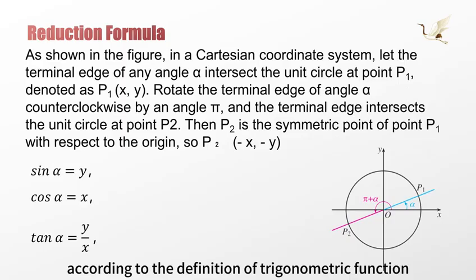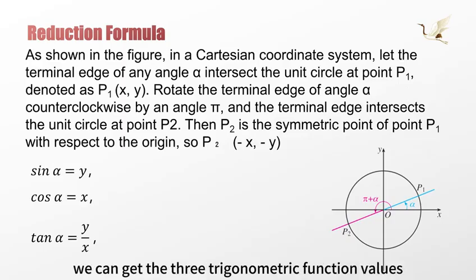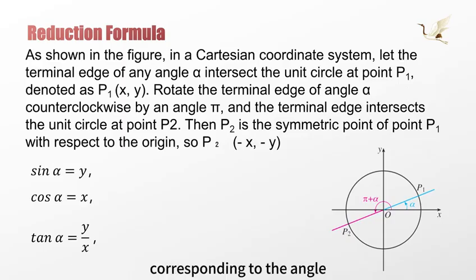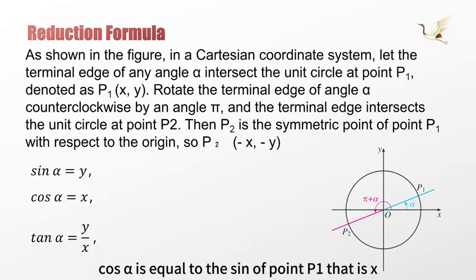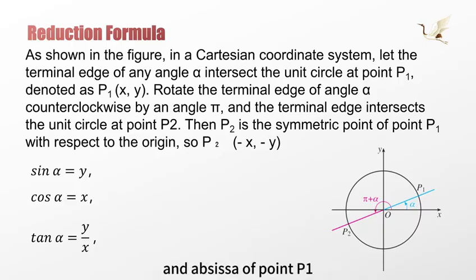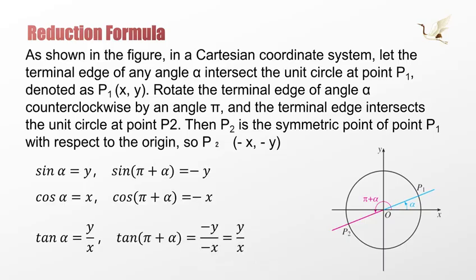According to the definition of trigonometric function, we can get the three trigonometric function values corresponding to the angle alpha. Sine alpha is equal to the ordinate of point P1, that is, y. Cosine alpha is equal to the abscissa of point P1, that is, x. Tangent alpha is equal to the ratio of the ordinate and abscissa of point P1, that is, y to x.